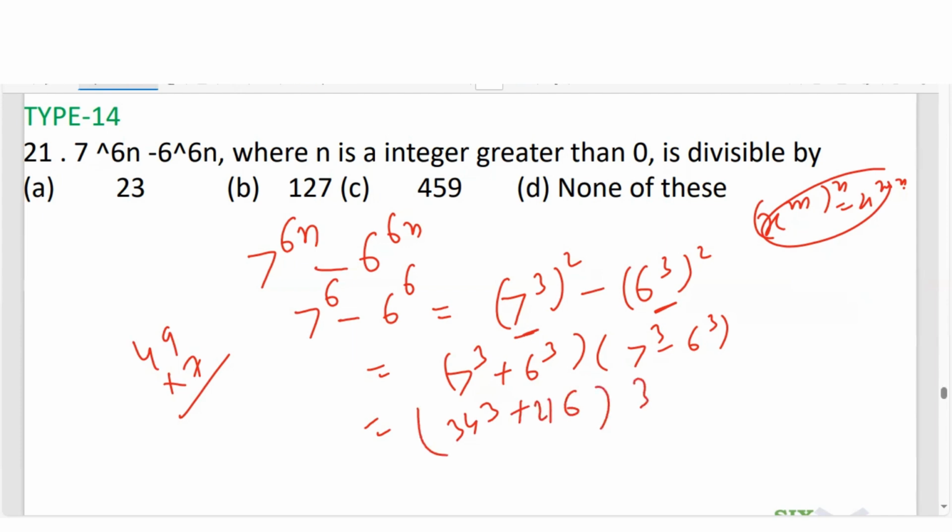Similarly, here we have 343 minus 216. Now, if we add these numbers, 343 plus 216 is 559, and 343 minus 216 is 127. So we get 559 into 127. Now we check the options, and 127 is there. So our right answer is 127. Any question of this type we can solve by this method. Our answer is 127. Thank you.